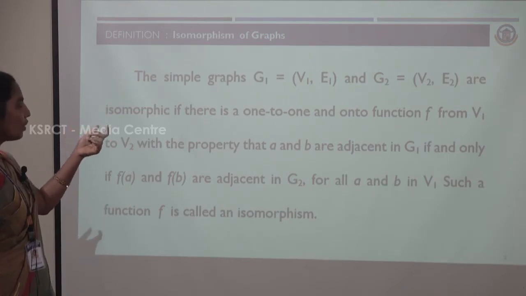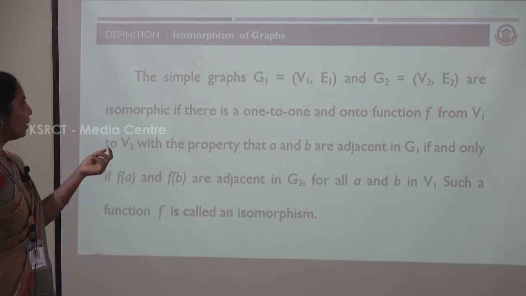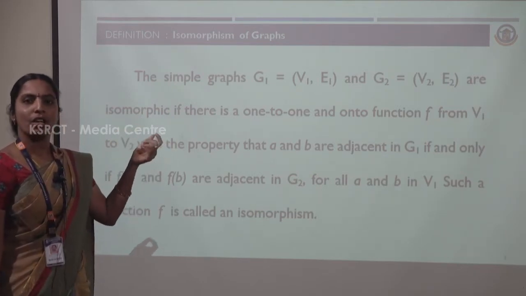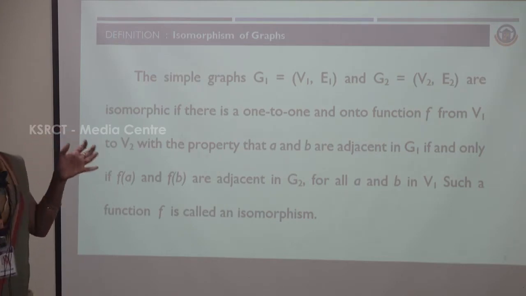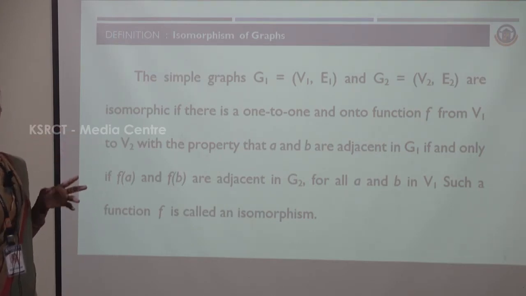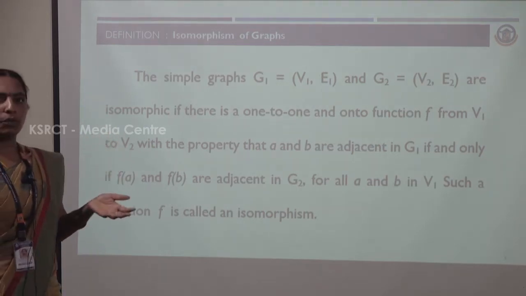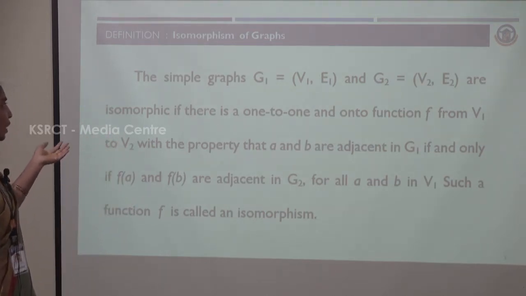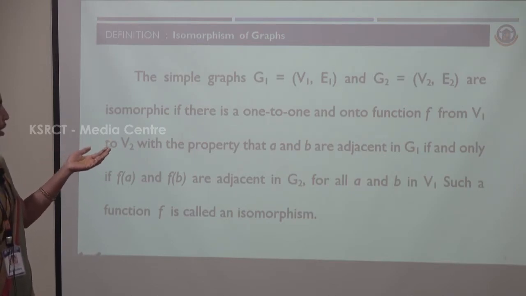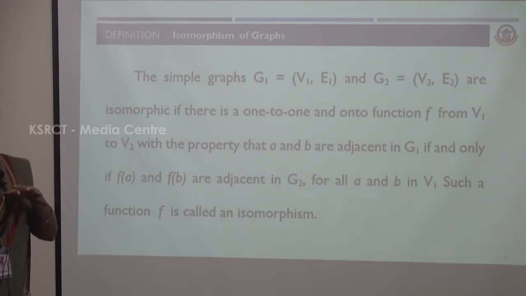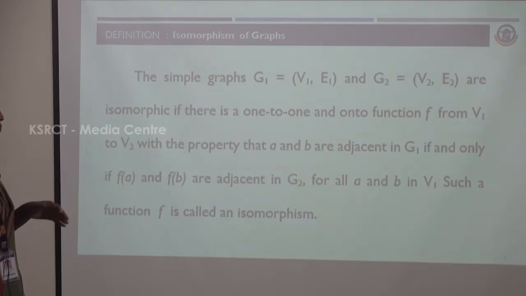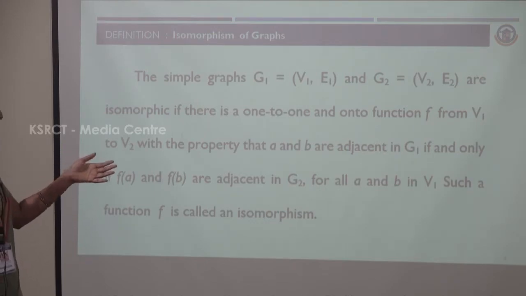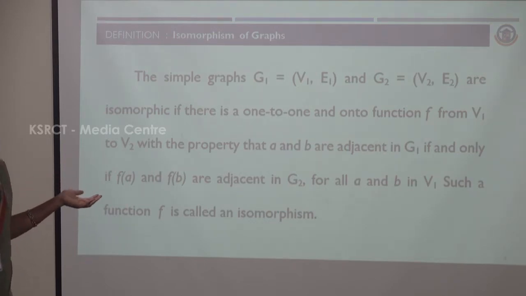G1 that contains V1 vertices, E1 edges, and G2 that contains V2 vertices, E2 edges, are isomorphic if there is a one-to-one and onto function f from V1 to V2 with the property that A and B are adjacent in G1 if and only if f of A and f of B are adjacent in G2, for all A and B in V1. Such a function f is called an isomorphism of graphs.